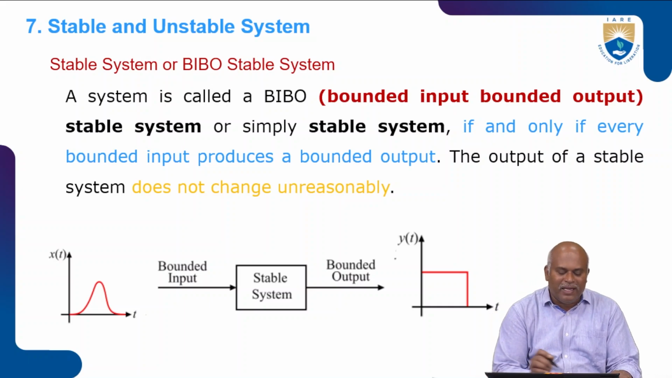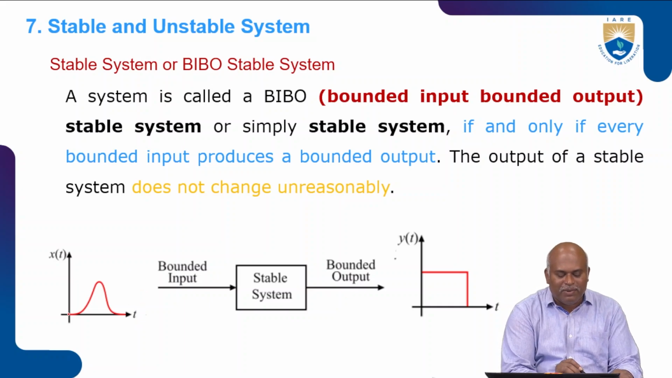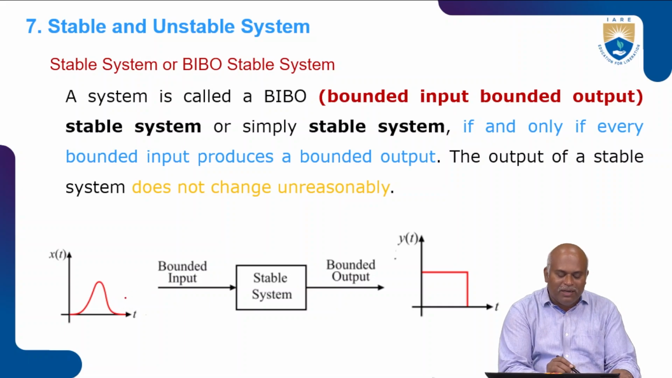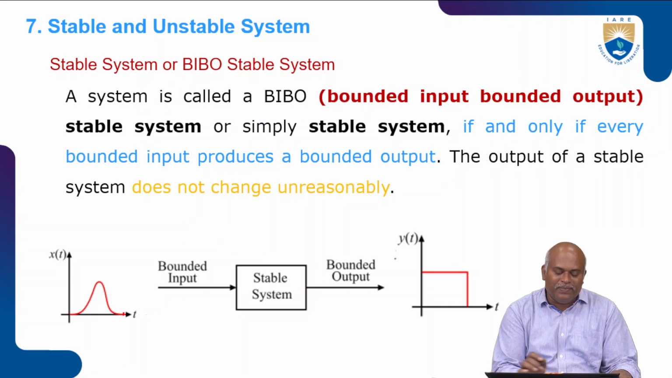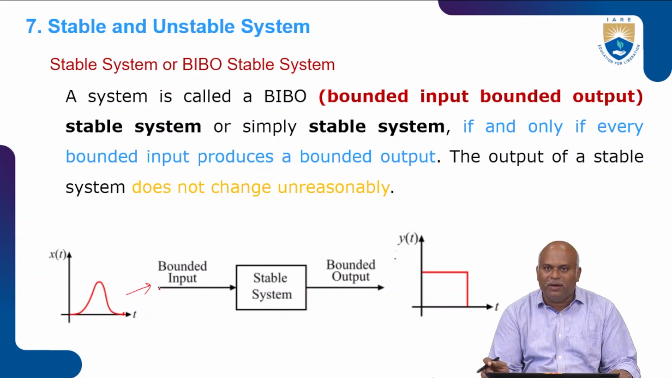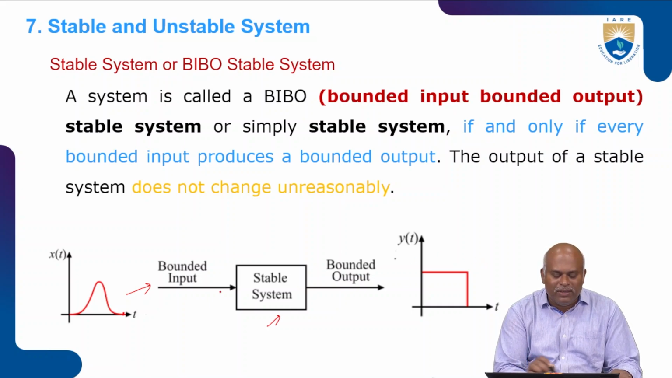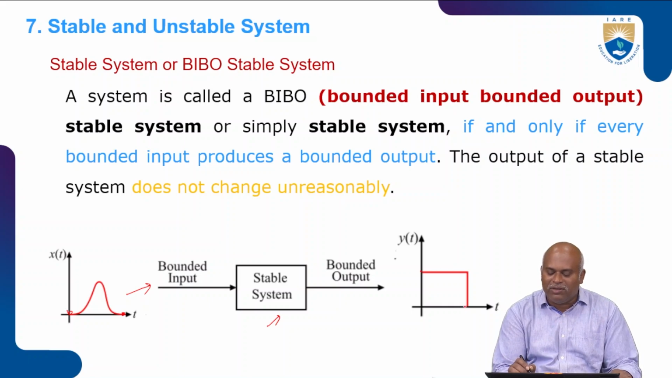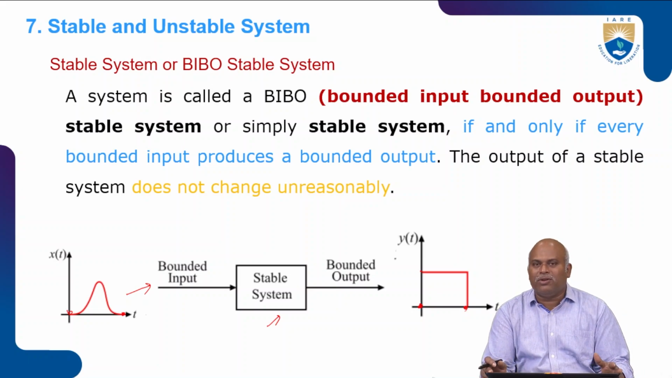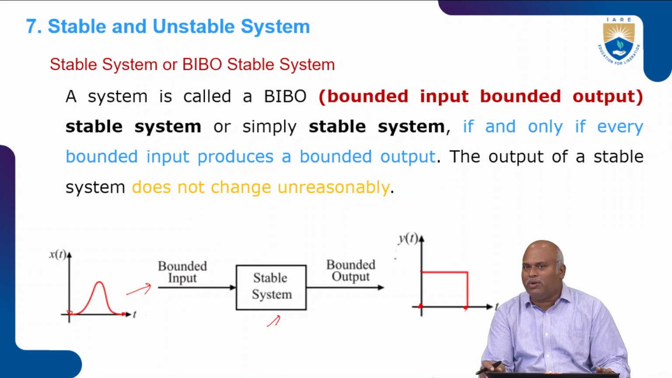Here I take an example. I give a bounded input. The bounded input starts at 0 and completes over some duration of t. I give this signal as the input of the stable system, and it produces a bounded output. The output starts where the input starts and stops where the input stops, with 0 as the start and the end represented here. So for the bounded input you present, you get a bounded output.